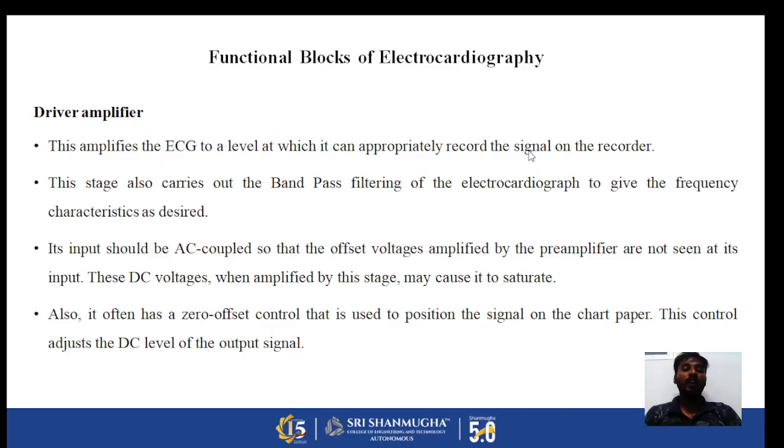Also, it often has a zero offset control that is used to position the signal on the chart paper. This control adjusts the DC level of the output signal. Here, AC is the alternating current and DC is the direct current. So we need to convert the alternating current to the DC current.